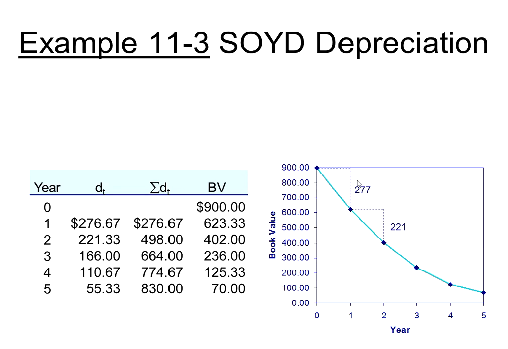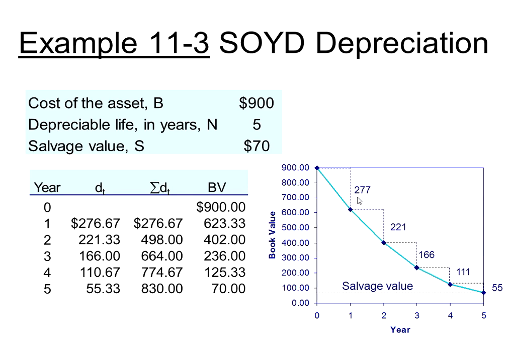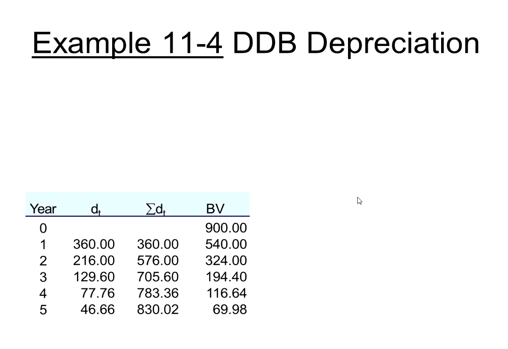And that offers an advantage in terms of using this for taxation purposes. And again, we depreciate all the way to the salvage value. So again, another method is double declining balance depreciation.